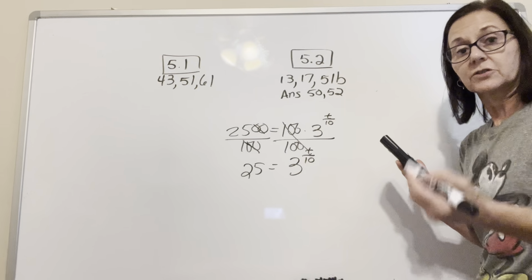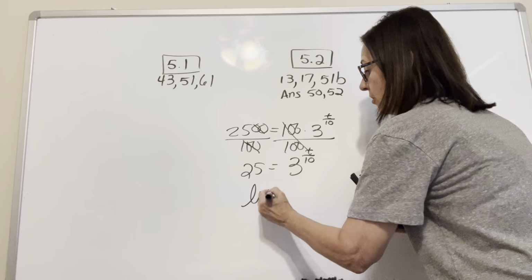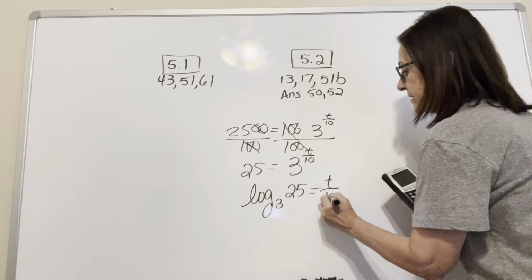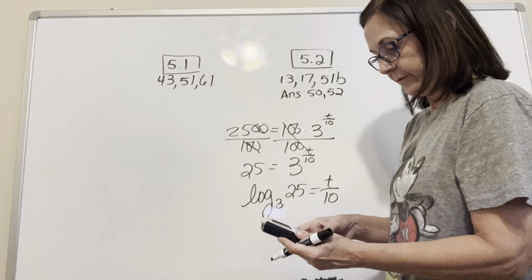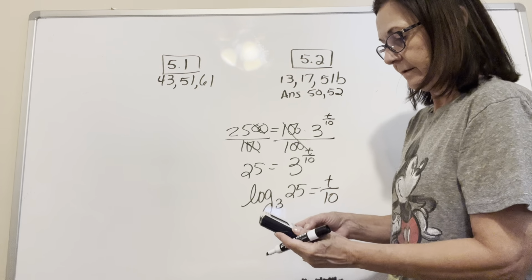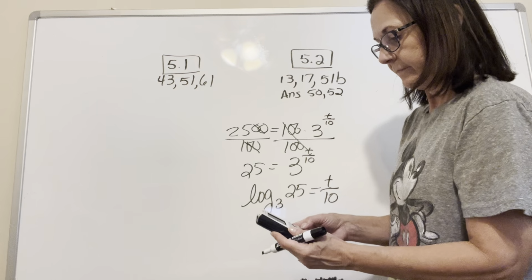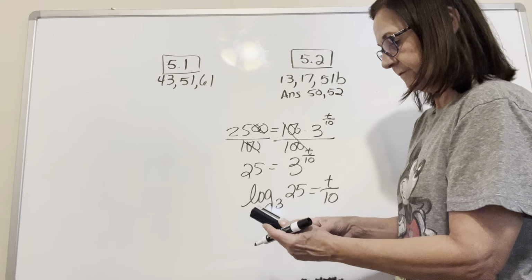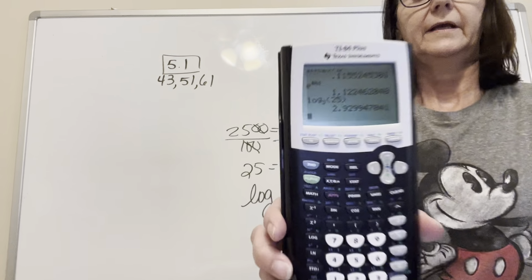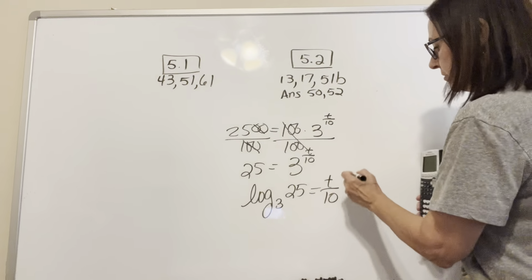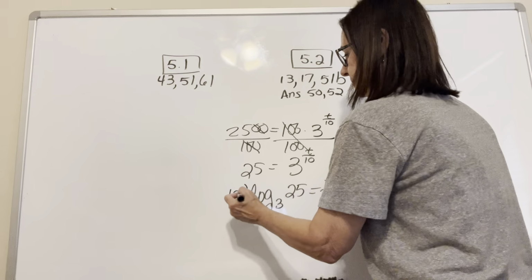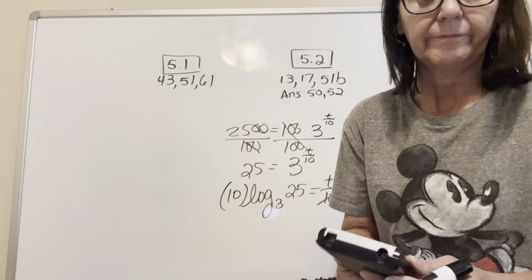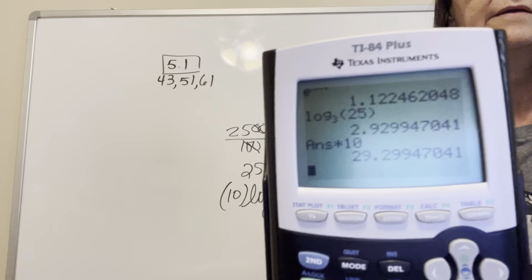Now's when I'm going to logs. It's going to be log base 3 of 25 equals t over 10. I'll put this in my calculator. Math. Log base 3 of 25 equals that. Now I'm going to multiply that by 10 to get my time. Times 10. And it's 29.3 days.